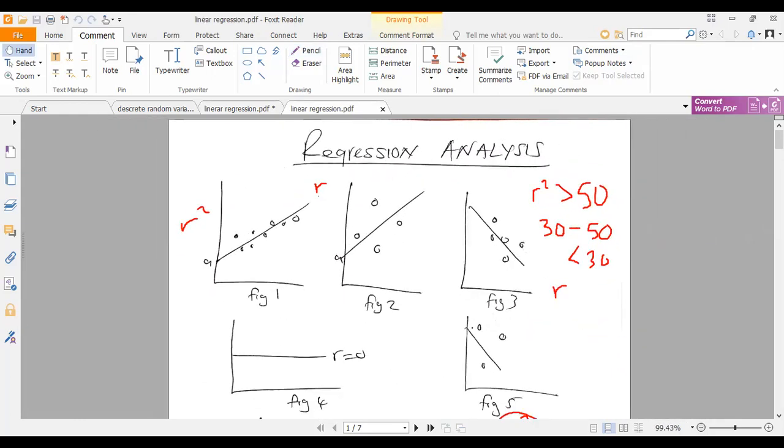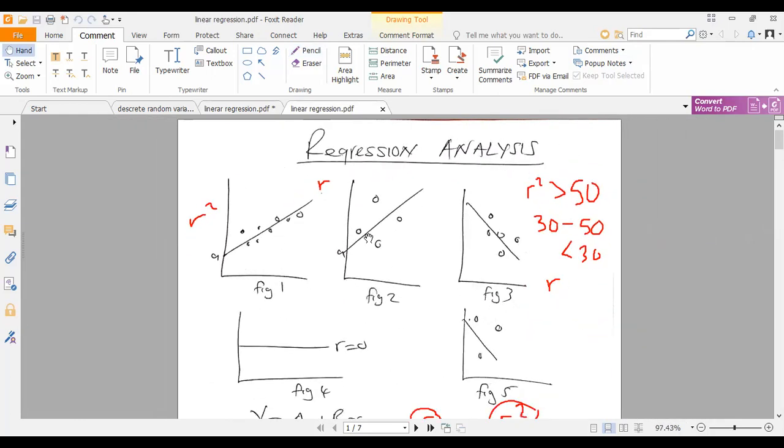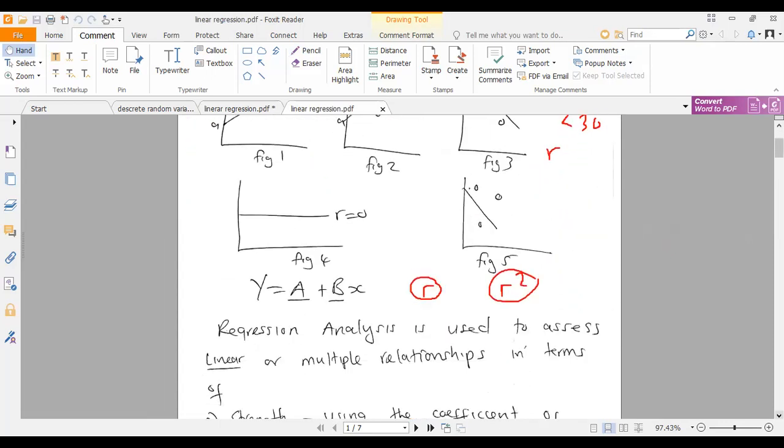Figure 1 is showing you a positive relationship, and figure 2 as well, whereas figure 1 is a strong positive, figure 2 is a weak positive. Figure 3 and figure 5 are negative relationships, where figure 3 is a strong negative and figure 5 a weak negative. And when there is no order, there is no relationship at all. Figure 4 shows there being no relationship.